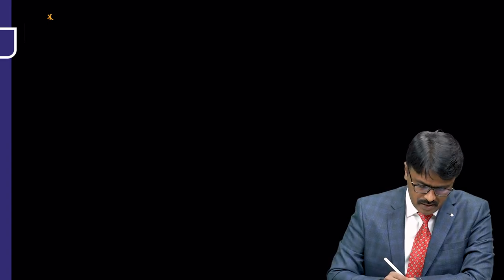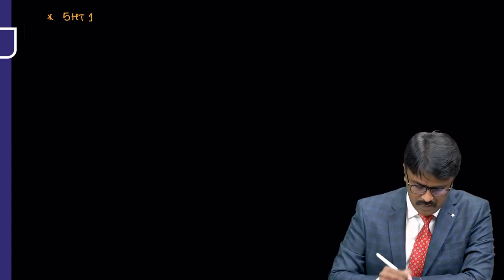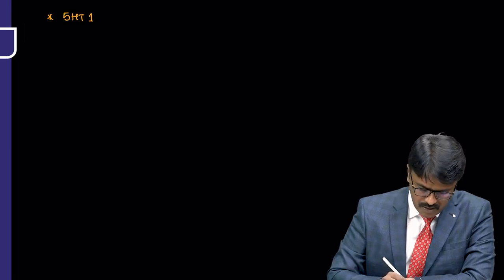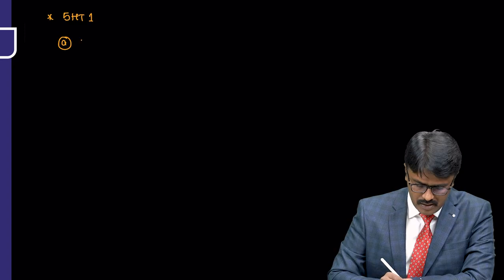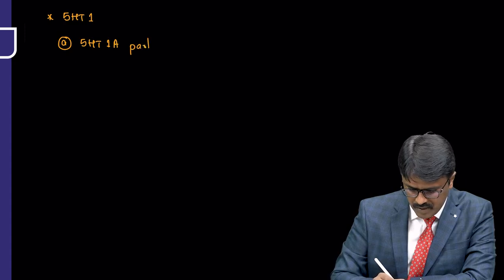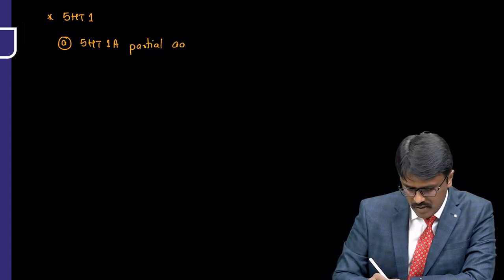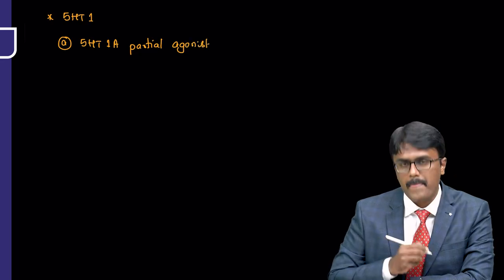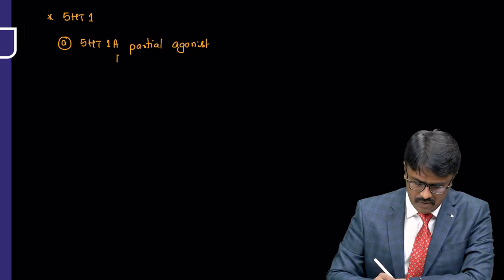Now moving on to the different types of receptor. Mainly we need to discuss 1 to 4: 5-HT1, 5-HT2, 5-HT3, 5-HT4. What are the drugs which stimulate or block them? That is a major thing they will ask in the exams. So let me take the 5-HT1 receptor. In the 5-HT1 receptor, number one, what we are going to discuss is the 5-HT1A partial agonists. Now what are the names of the drugs which are 5-HT1A partial agonists?